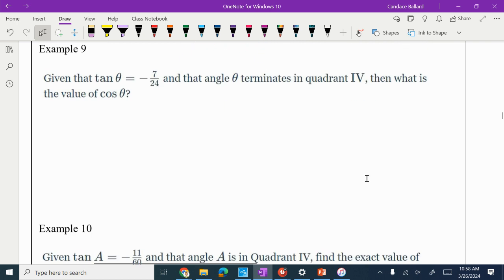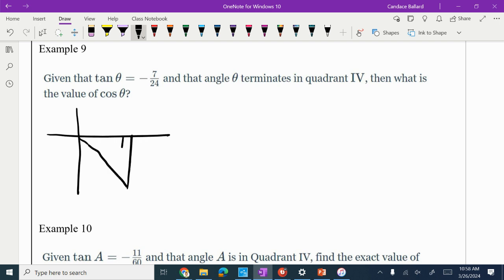We were given that tangent of theta equals negative 7 over 24, and that the angle terminates in quadrant 4. What is the value of cosine of theta? All right, so I want a quadrant 4 triangle, so it's going to look like this. I know that this is going to be opposite, adjacent, hypotenuse.